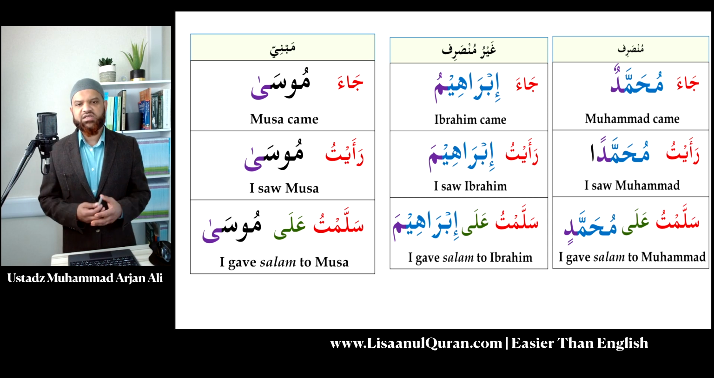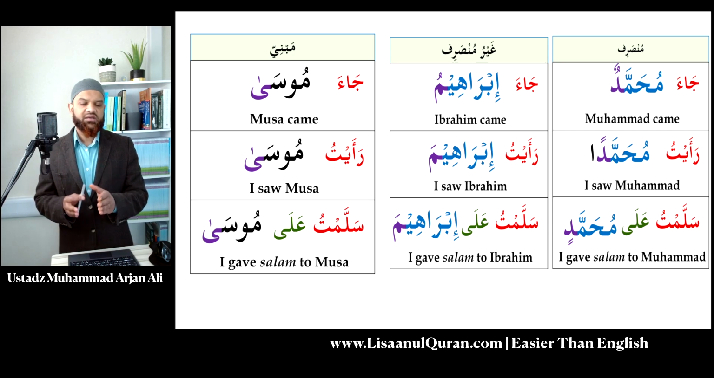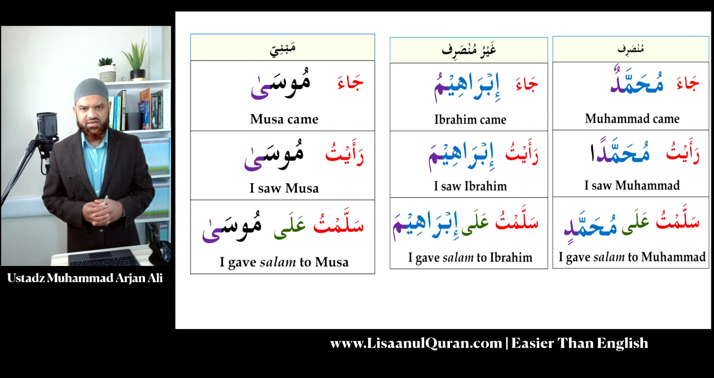So in the first one, it is the doer. In the second one, it is the object. In the third one, it is coming after words like ala. So this is mabni. Mabni words do not change their ending in the three different i'rabs, as you can clearly see from the example on the screen.